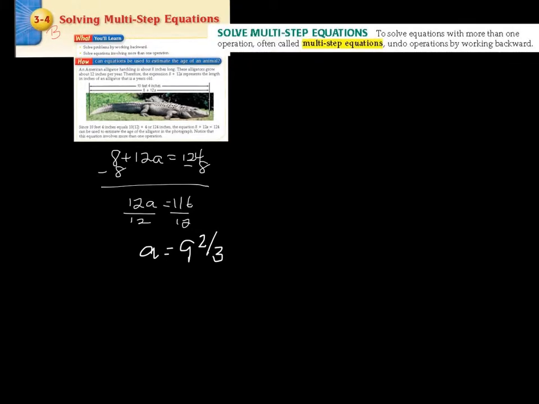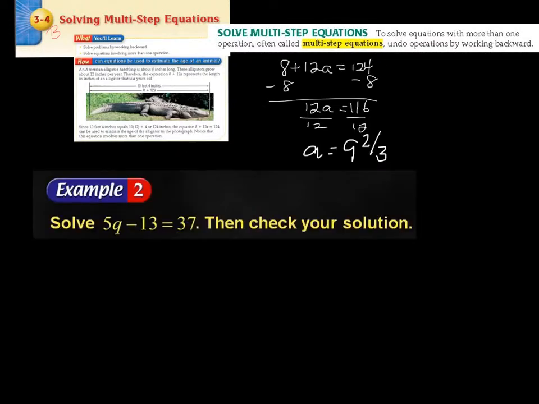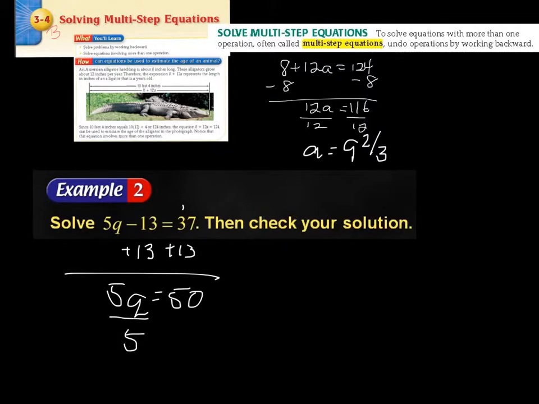To solve equations with more than one operation, often called multi-step equations, we're going to undo the operations by working backwards, just like we do with word problems. They ask us to solve 5q minus 13 equals 37, then check your solution. So to undo the minus 13, I'm going to add 13 to both sides of the equation. So 5q equals, carry the 1, 50, divide both sides by 5, and we get q equals 10.